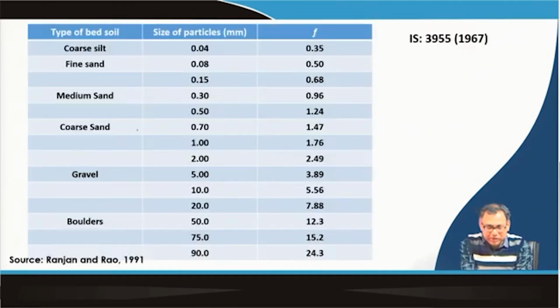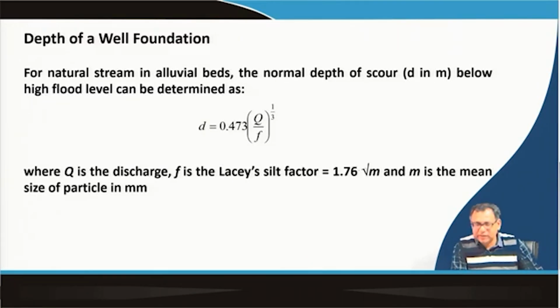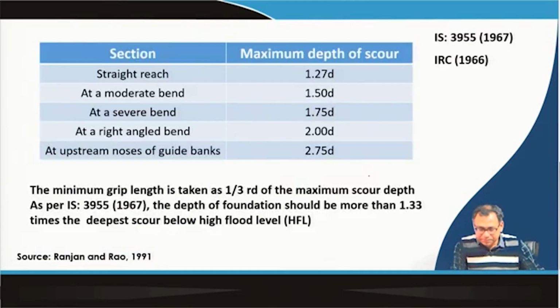If it is 0.3, then the F is 0.96. If it is 0.5, then F is 1.24. Similarly, for boulders, if it is 90 millimeter, then it is 24.3. So that F also I can use directly based on this particle size, or if you have a different particle size, you can calculate the F by using these expressions.